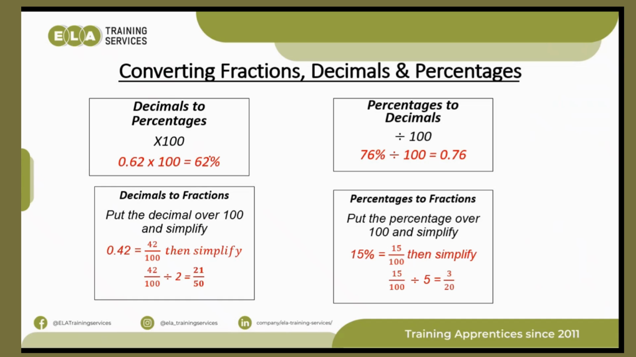Now, another way of looking at it, to make it nice and easy for yourself, the number after the decimal point is your percentage. So notice we've got 0.62. Those two figures are going to be 62%. And that's exactly the same when we do it in reverse. So percentages to decimals, this time we divide by 100, or you put the number after the decimal point.